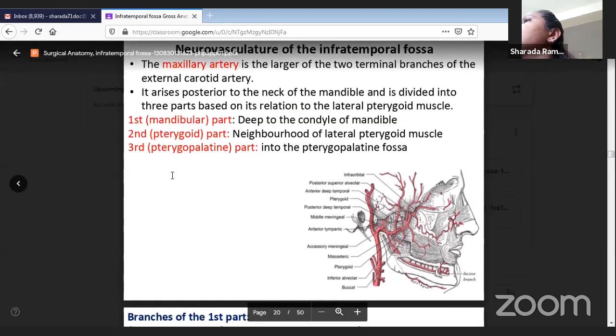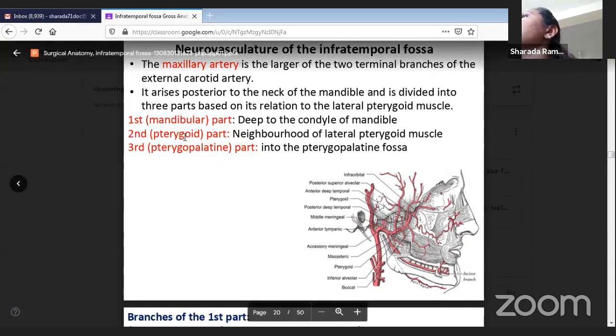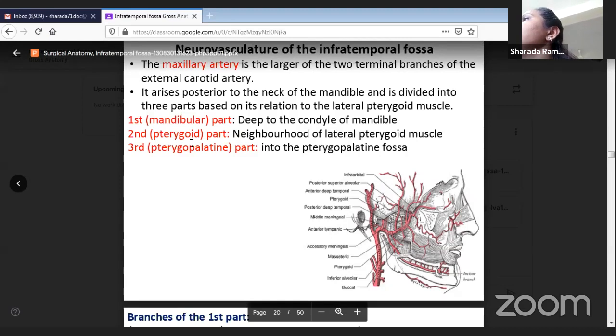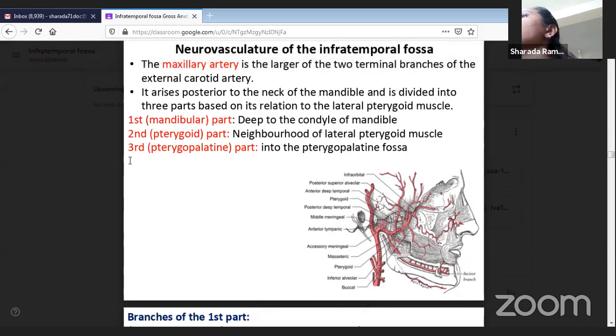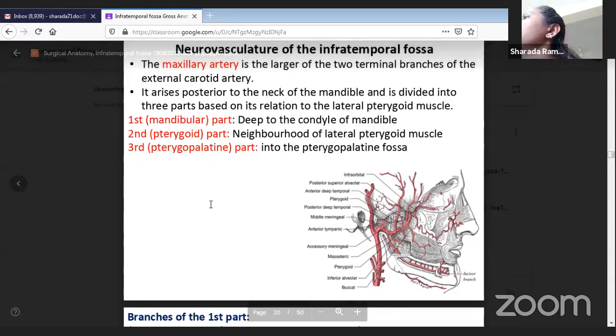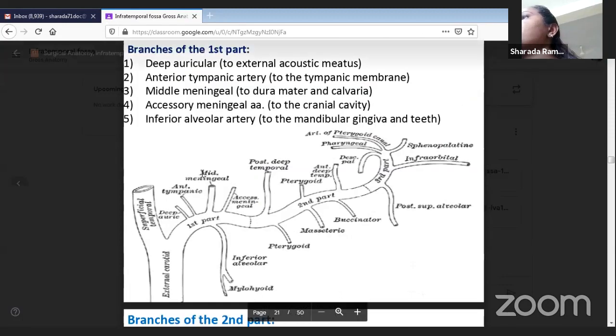Now, divide it into three parts. The one which is next to the mandible is called the mandibular part. The one which crosses in between, that is called the pterygoid part. And the last one, which enters the foramen, is the pterygopalatine part. These three parts will give branches respective to the structures which are very nearby. Now the first part, all of them have five branches minimum.